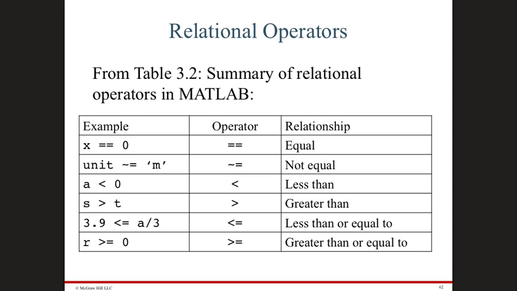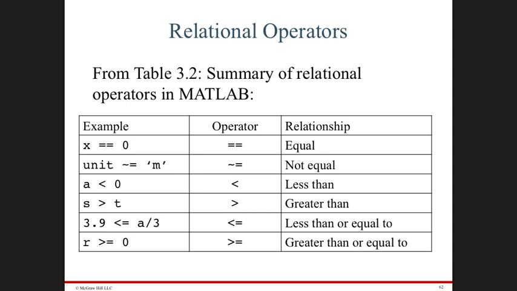Here, relational operators are different from assignment operators, so they compare things. So when you say x equals equals 0, it means check if x is equal to 0 and return true or 1 if this is the case, or return 0 or false if this is not the case. Similarly, is smaller than a value, is greater than another variable, smaller than or equal, greater than or equal, and so on. Not equal to, this is the not operator, the tilde. So this means check if this is not equal to m, right?